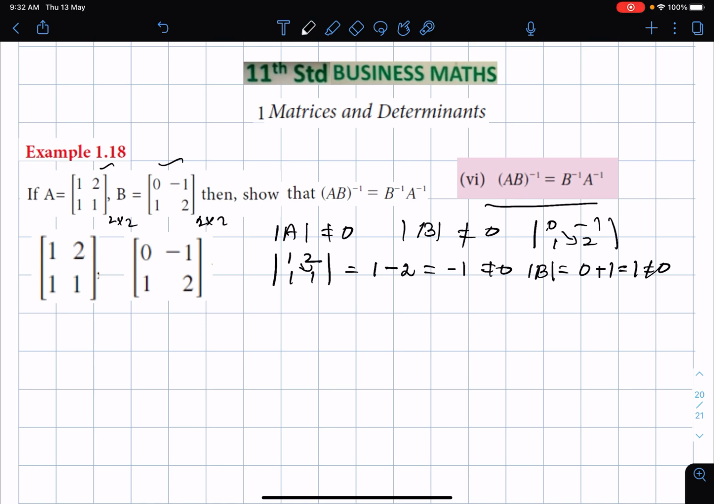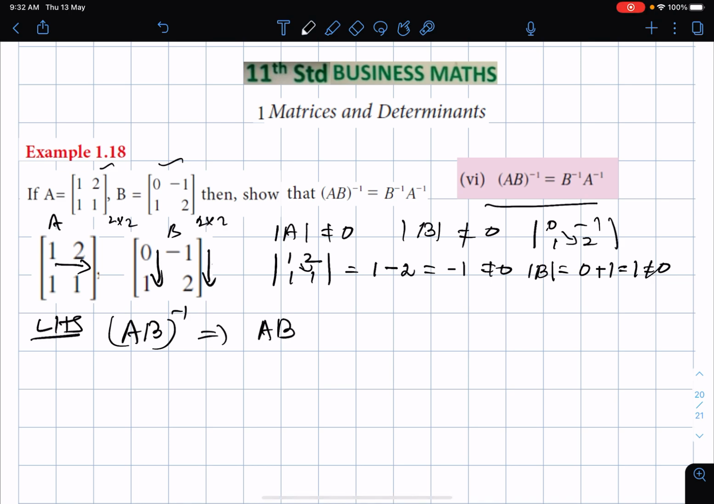For finding the LHS they have given AB the whole inverse. So for that we have to first find AB and then only we can proceed to the inverse steps. So here this is A and this is B. You are going to multiply the first row with the first column and second column. So what will you get? AB: 1 into 0, 0, plus 2 into 1, 2. Then the second one, minus 1 plus 4.